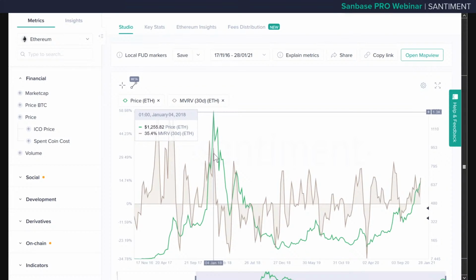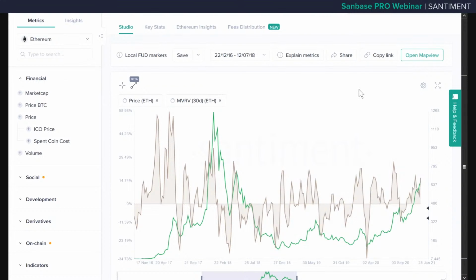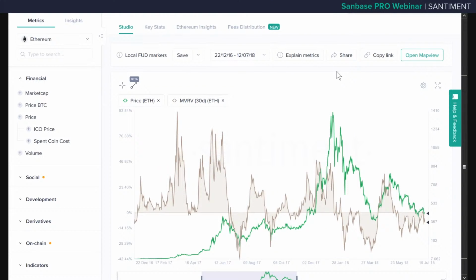So you're not going to see people being plus 40% in profit that often. Usually these metrics tend to flatten out over time a bit as the market becomes more risk averse and more trigger happy earlier. So in case of MVRV, the 30-day MVRV, we can see these periods.